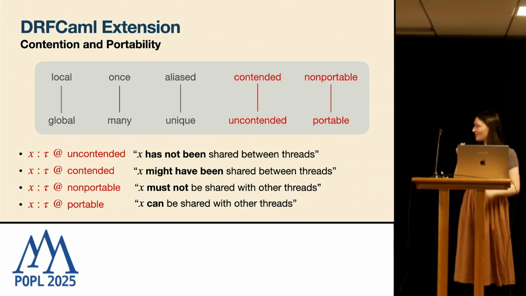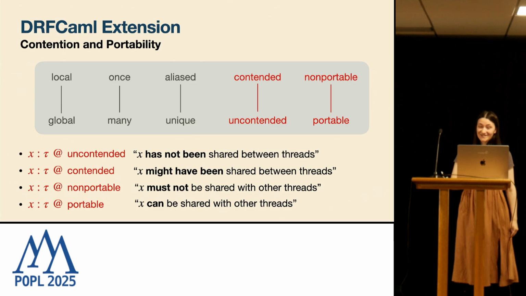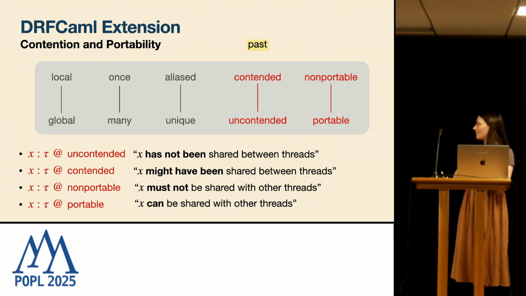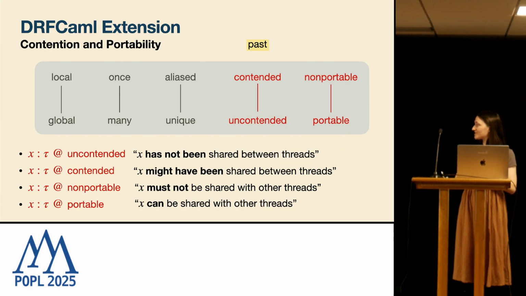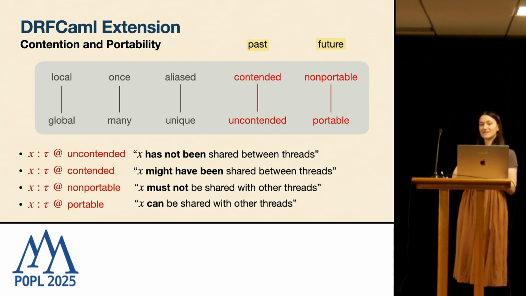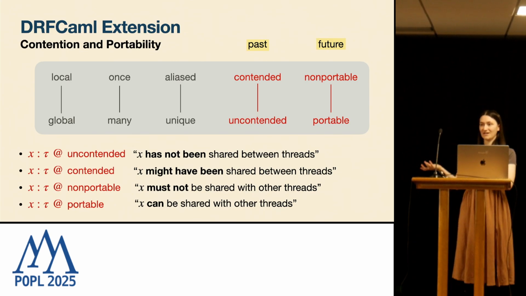Okay, now note I'm being very intentional with my use of verbs here. Okay, so there's a useful way to characterize these axes. The contention axis expresses something about the past of a variable. It expresses whether a variable has been shared, while the portability axis expresses something about the future. Can it be shared?